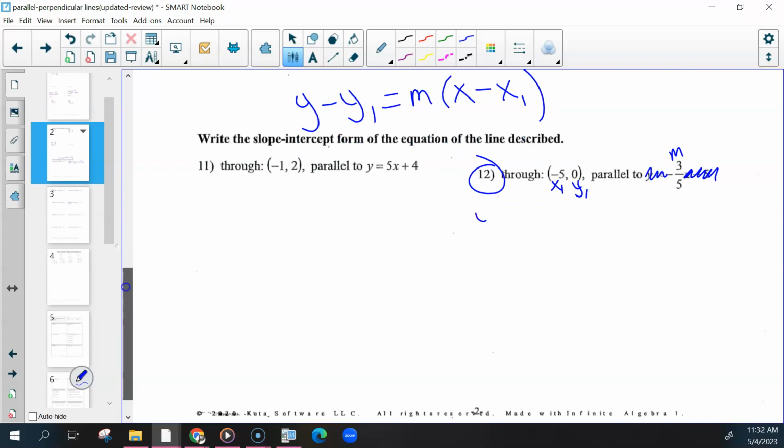So you're going to start off, y, this is always a variable, minus 0 equals negative 3 over 5, parentheses, x is always the variable, minus a negative 5. Once you get the hang of it, you can just put plus if you have two negatives, or minus a negative. Before we do anything with this, this has to combine and become a plus. But y minus 0 would just be y, so we can get rid of the 0.